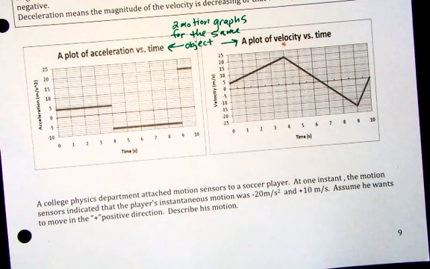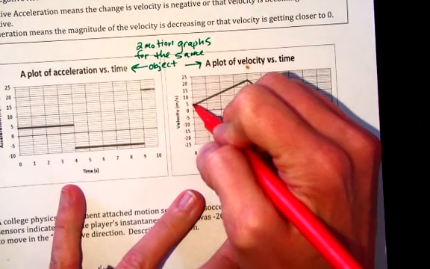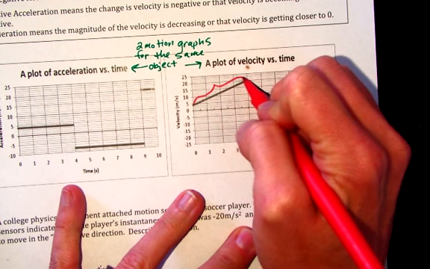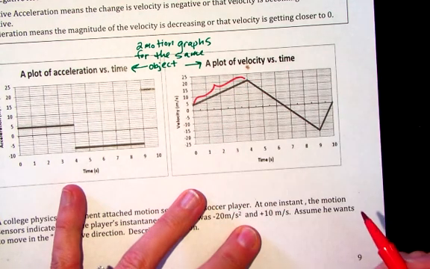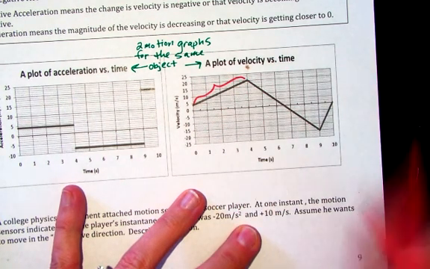Third big idea, what is the slope of the velocity versus time graph? It's acceleration. So right here, what do I know about my acceleration? It must be positive acceleration.